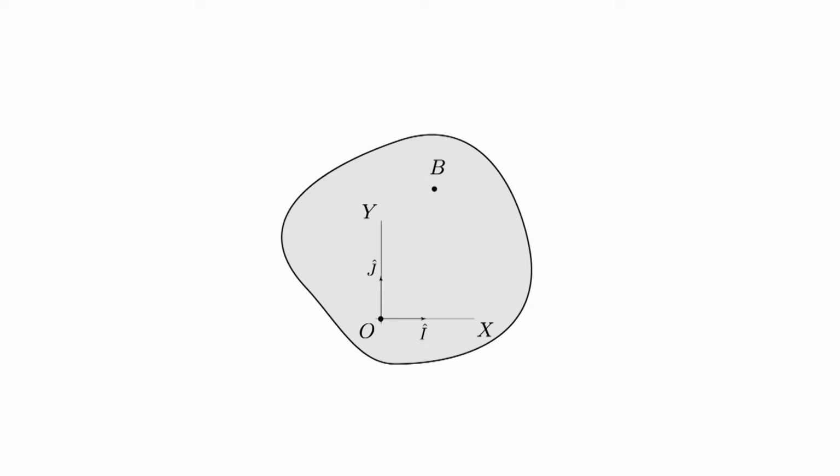So, how to represent both these motions? How can we find the velocity of point B when the point is moving relative to the rigid body and the rigid body is moving with respect to the ground?